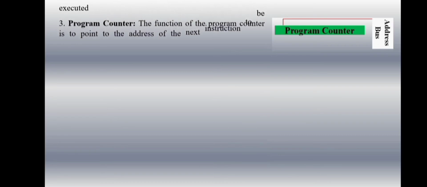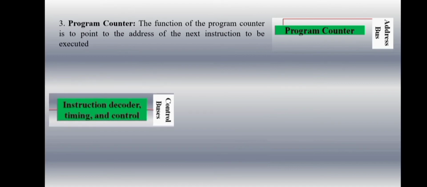Now come to the program counter. The function of the program counter is to point to the address of the next instruction to be executed. How does this execution take place? The contents of the program counter are placed on the address bus to find and fetch the desired instruction. Fourth one is the instruction decoder.